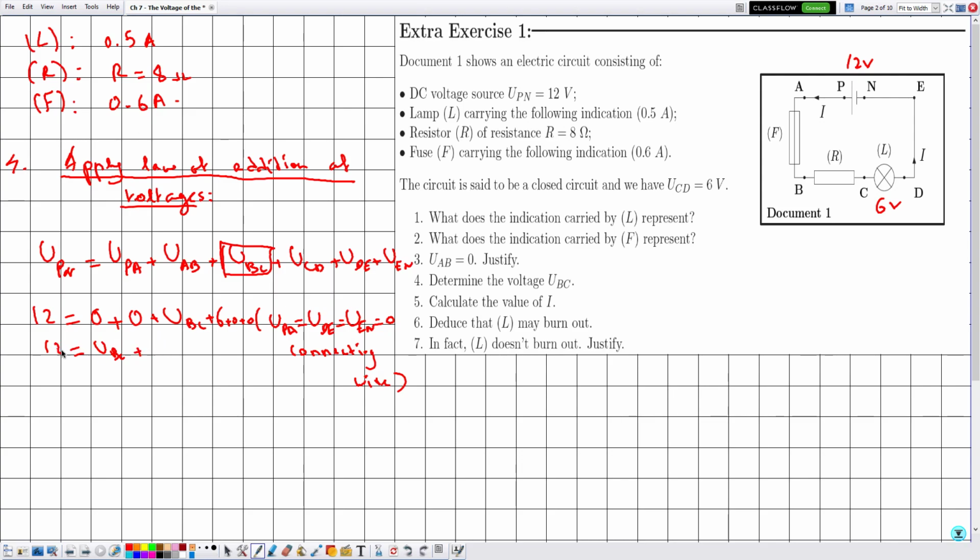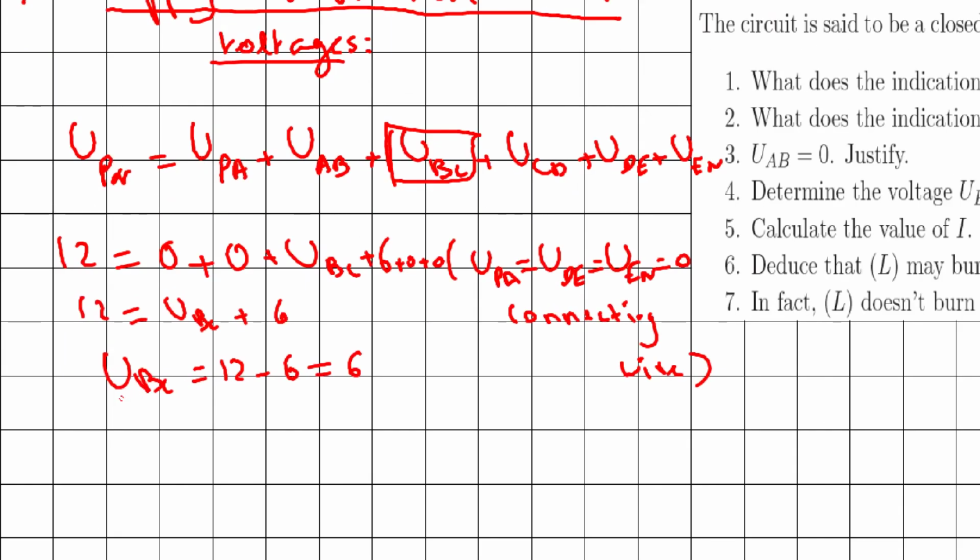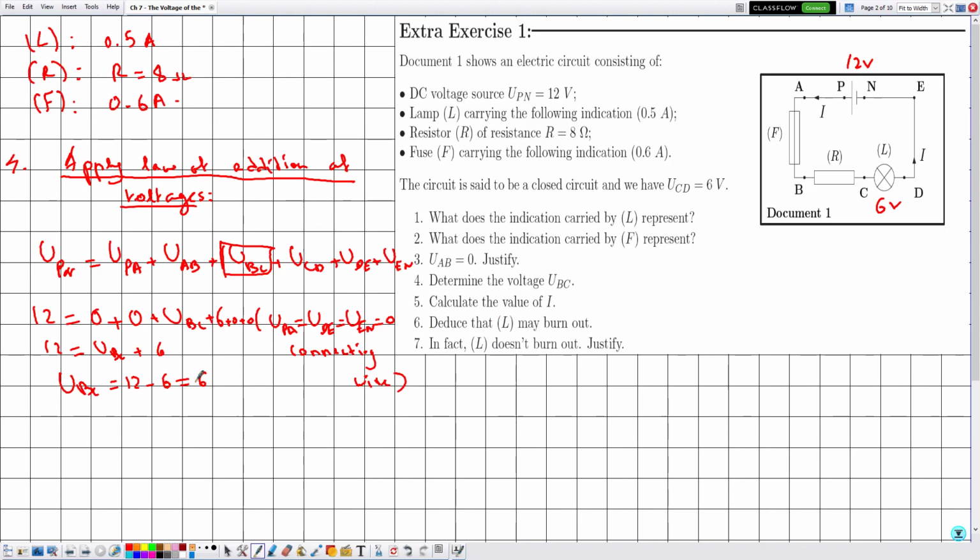So what's the type of this equation? Linear with one unknown. The unknown is UBC. Then UBC is equal to 12 minus 6, which is equal to 6. Now everything is expressed in SI, so the value of UBC will be expressed in SI, which is volts. Then UBC is equal to 6 volts. And let me label this voltage on the figure.